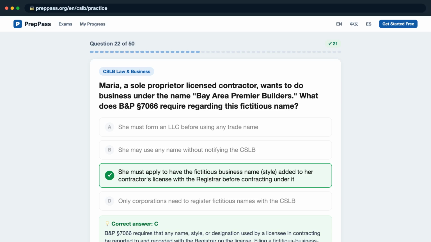The correct answer is C. BNP Section 7066 requires that any name, style, or designation used by a licensee in contracting be reported to and recorded with the registrar on the license. Filing a fictitious business name statement with the county is not a substitute for this CSLB filing. Both may be required.